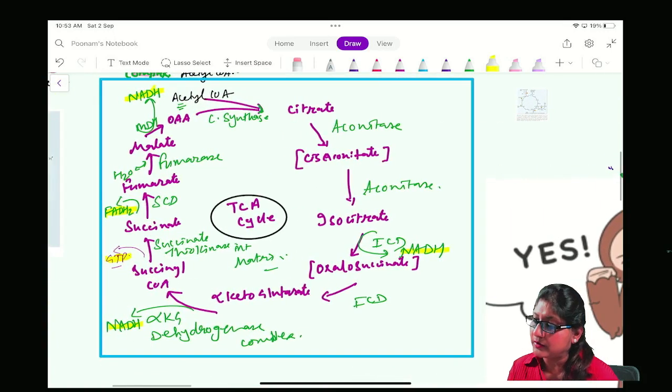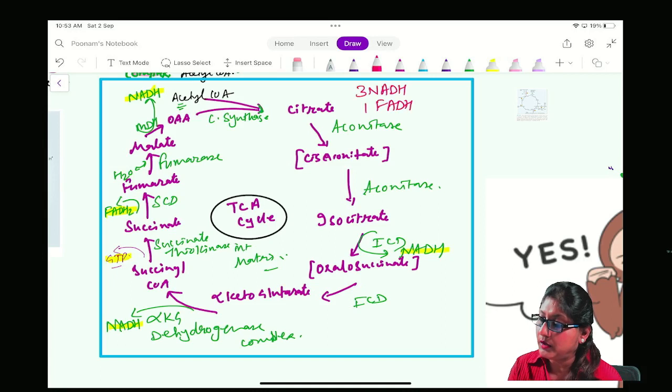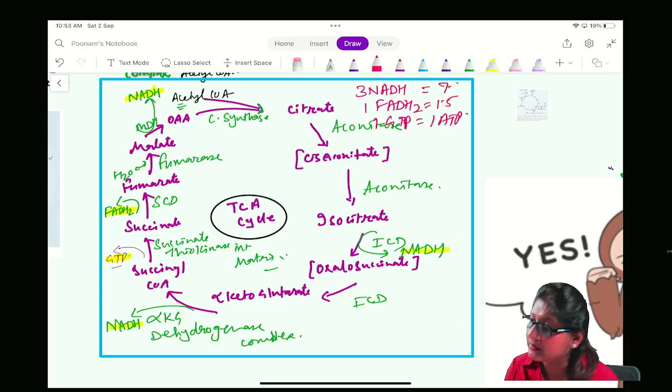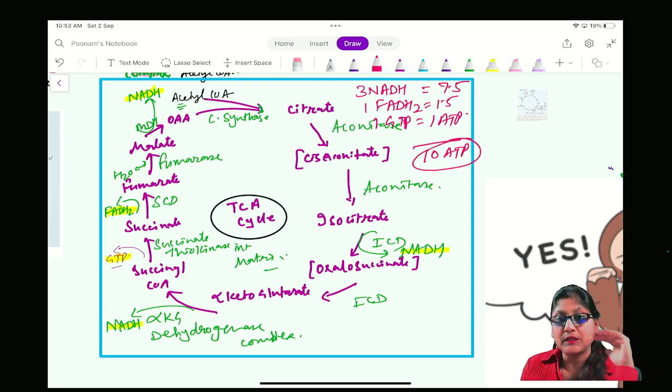So if you are going to calculate the energy which you gain from one run of the TCA cycle after complete oxidation of one molecule of acetyl CoA, you will get 3 NADH, 1 FADH2 and 1 GTP, which is equivalent to 1 ATP, right? How many ATP? 1.5. This is going to be 7.5. So 10 ATP we got. So from 1 TCA cycle you are going to gain 10 ATP.